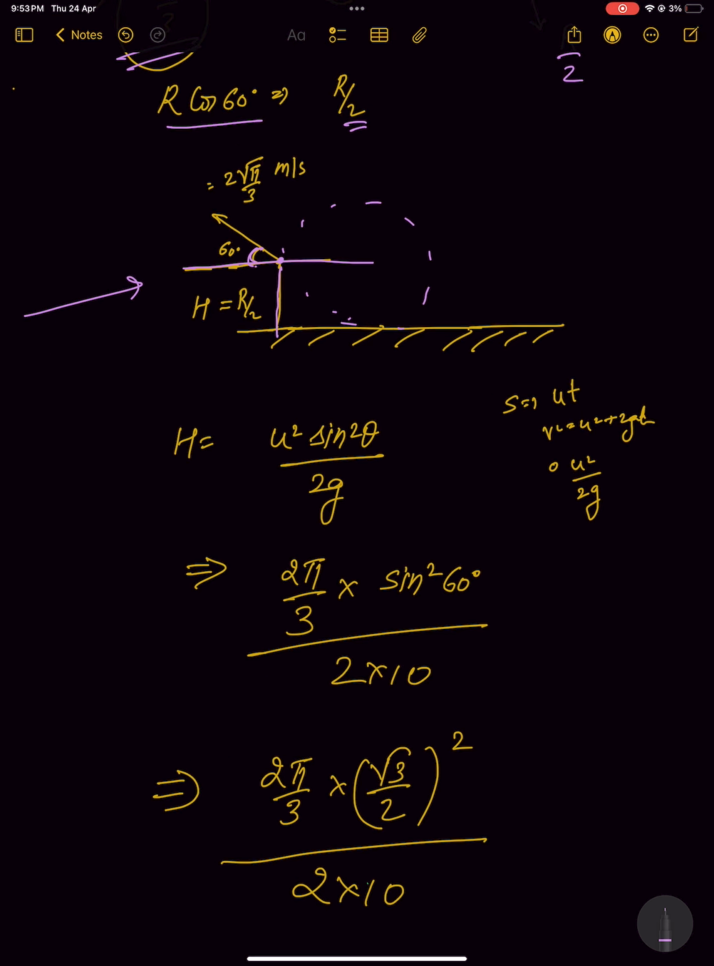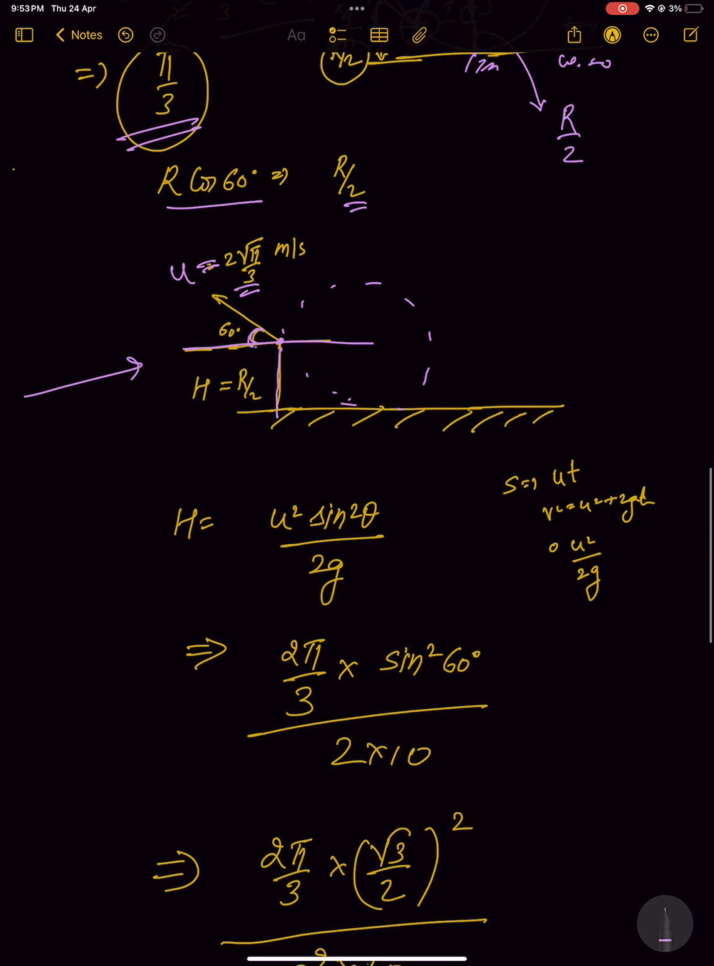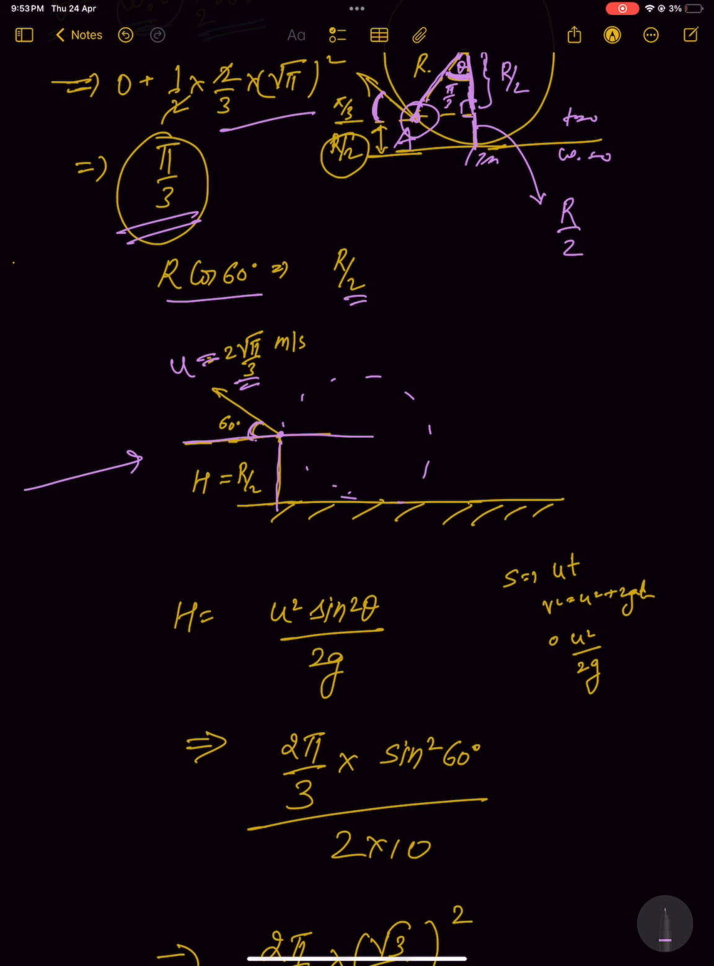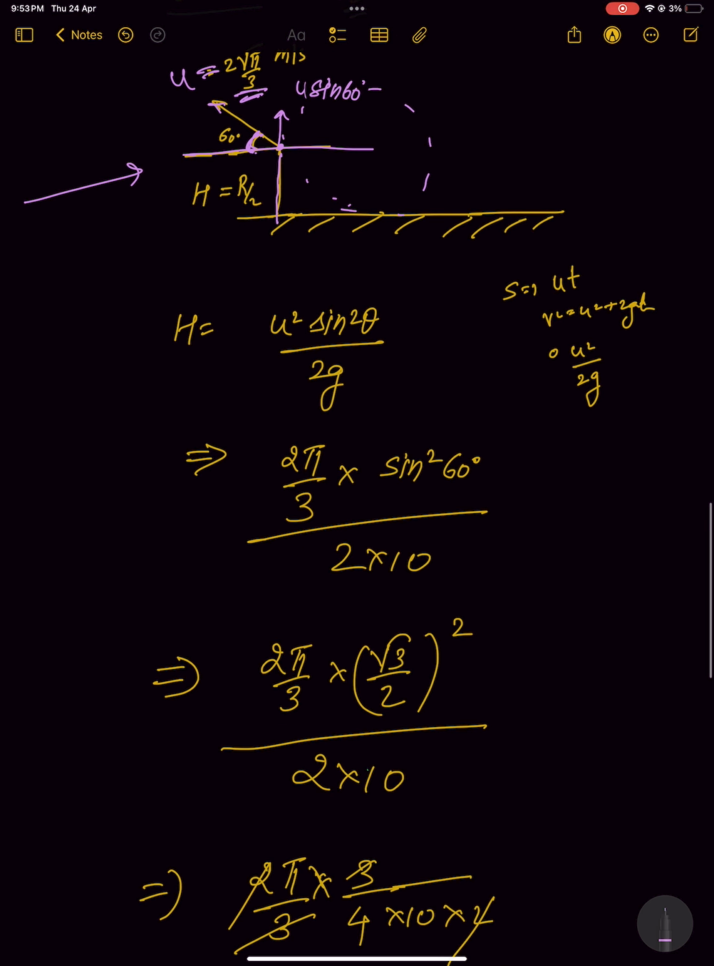Now u is 2 pi by 3, as we have already found out. This is the initial velocity at point A. So we consider this as point A, the initial velocity at point A. This is 60 degrees, so in the upward direction it will be u sine 60. What is the height? u square sine square theta upon 2g. This is the maximum height reached by a stone thrown in projectile motion. So u square becomes 2 pi by 3 whole square.